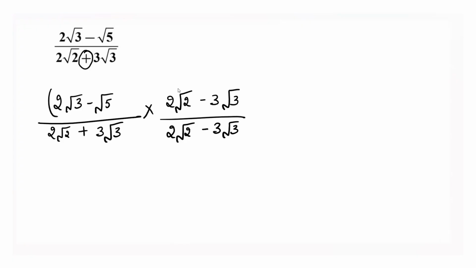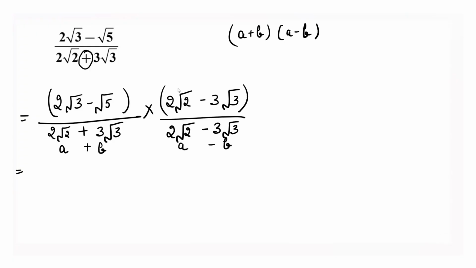Now in this case, we will multiply the numerator with the numerator and the denominator with the denominator. Here you can see this one we can take as A and this one is B. So in the denominator place, we have the formula A plus B into A minus B, which equals A square minus B square. What is the value of A? A equals 2 root 2. And what is the value of B? B equals 3 root 3.